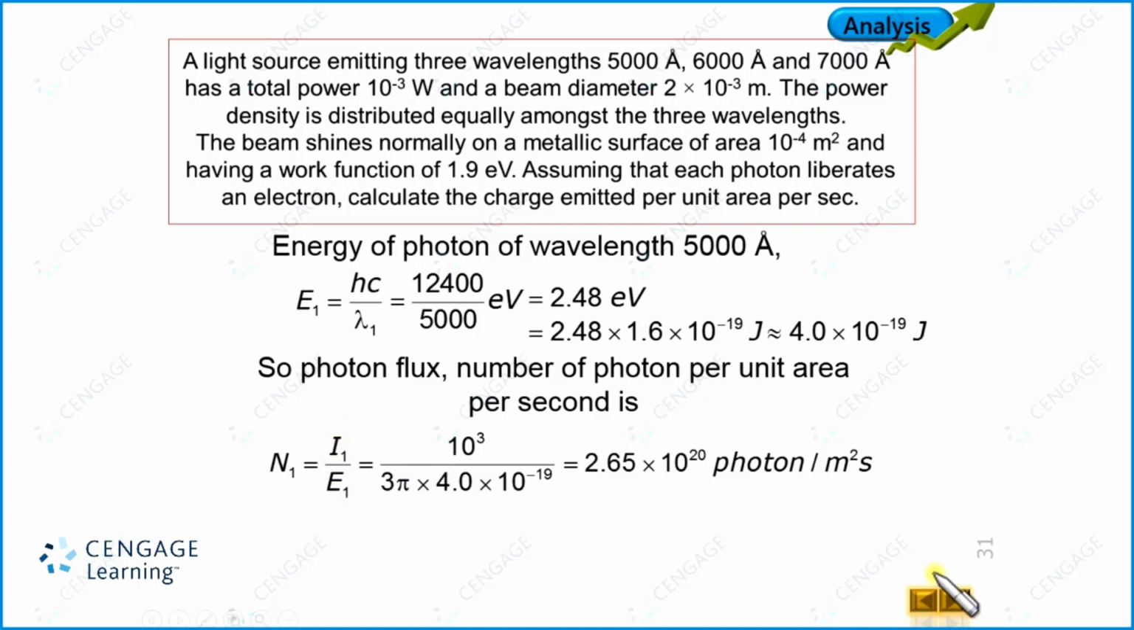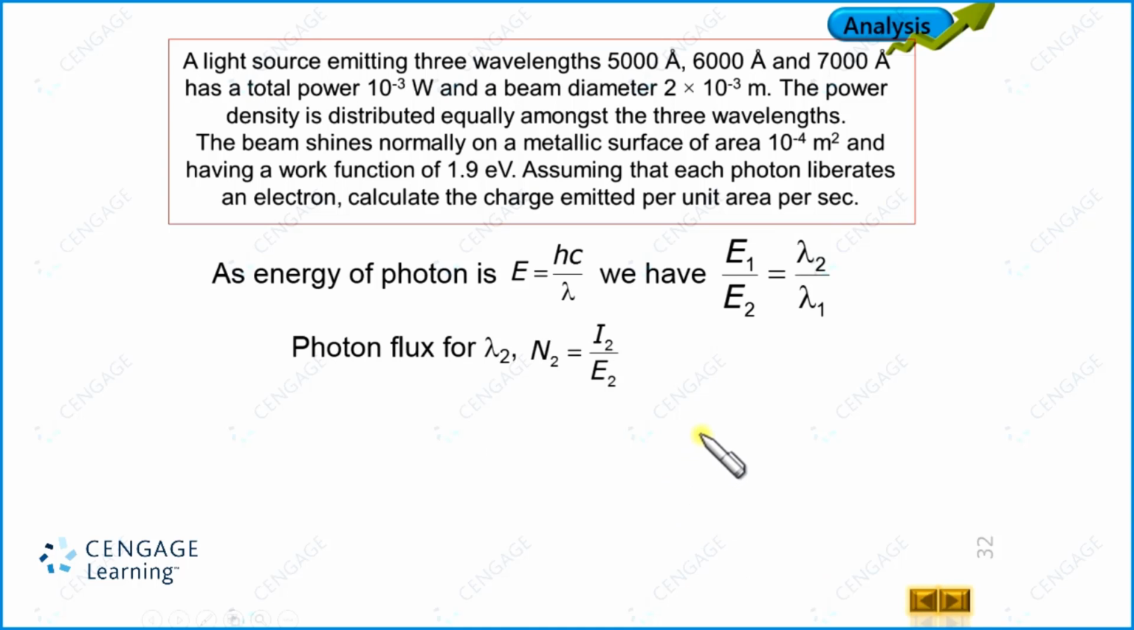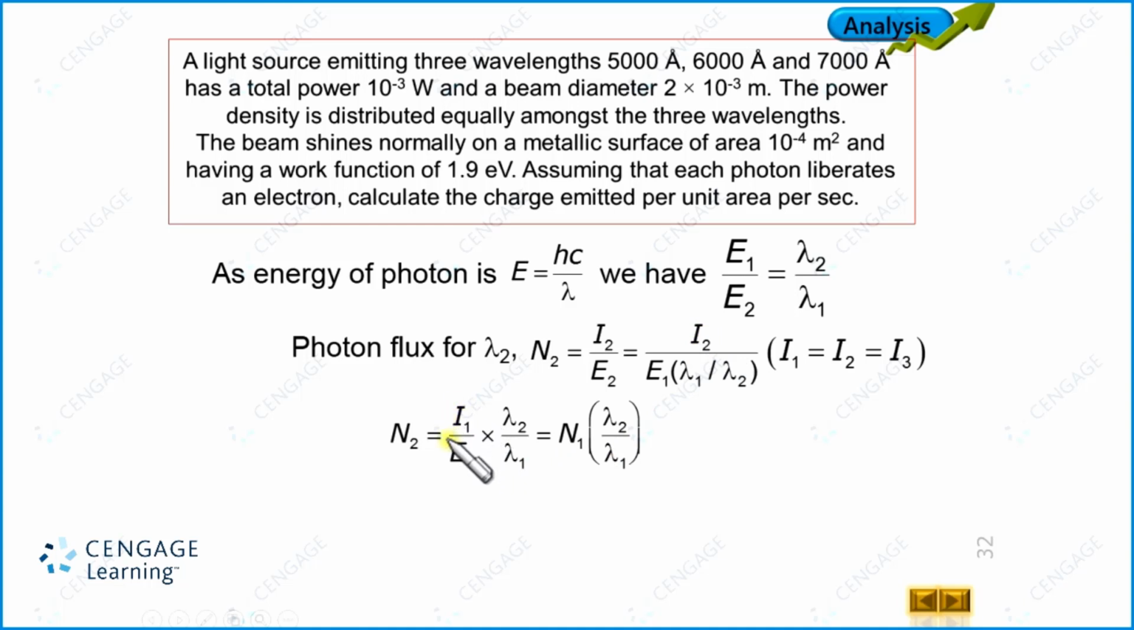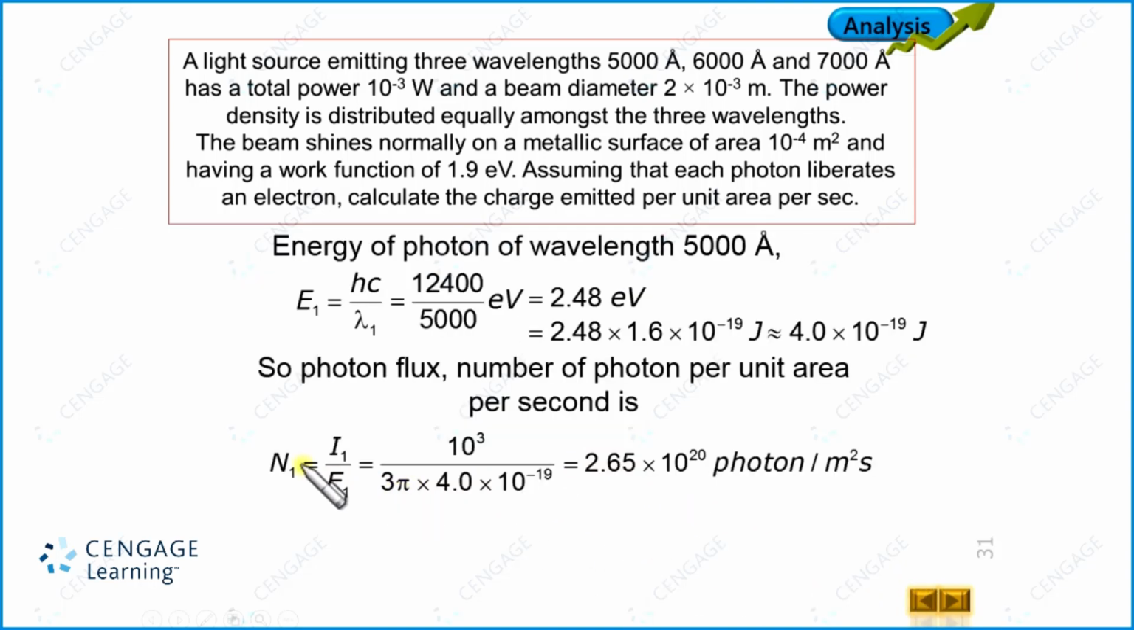We know I1 equal to I2. And now we can write E2 equal to E1 multiplied by lambda 1 by lambda 2. We can rearrange this relation, right? Because we know I1 equal to I2 equal to I3, in place of I2 we can write I1. So here we can observe I1 divided by E1 is nothing but N1, this value.